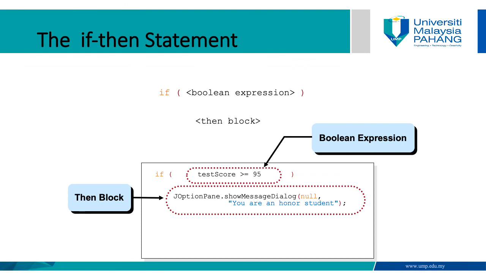So to make it easier for you to understand, let's take a look at the second example. I'm pretty sure you can understand this. It's very simple. It's just a basic if then statement. Just put the Boolean expression and then put the message box in the if statement.